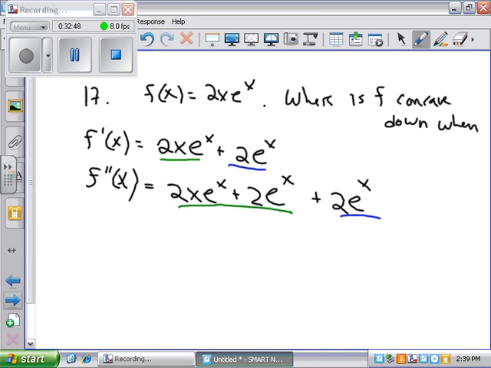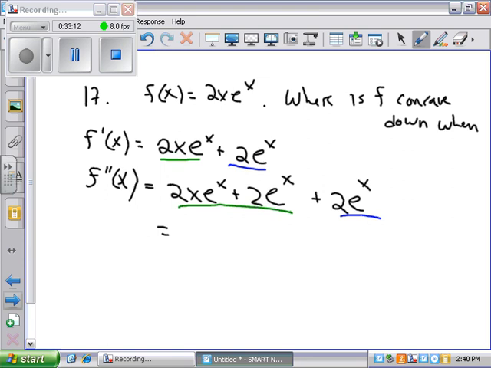So we can combine some like terms. Sorry. We took the derivative of the function using the product rule. We did first times derivative of the second plus second times derivative of the first. Derivative of the first is the 2. Then we had to take the derivative of that because we want to know when the second derivative is negative.